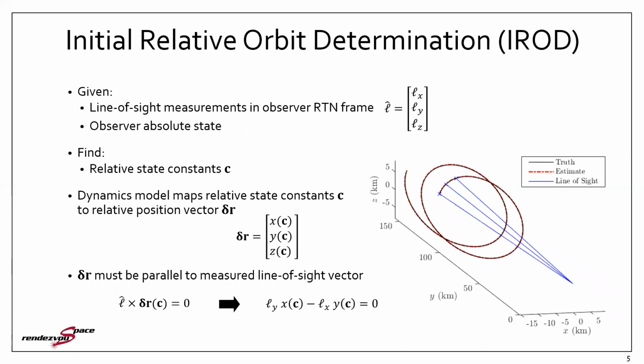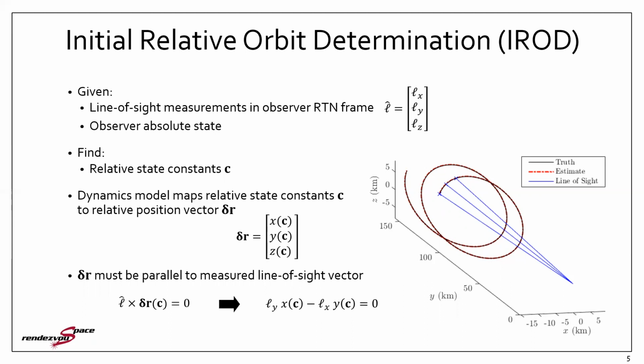The particular problem that I'm focusing on today is initial relative orbit determination, or IROD. So we have a set of line-of-sight measurements from the observer to the target represented as unit vectors in the observer's radial transverse normal, or RTN, coordinates. We also have knowledge of the observer's absolute state, and we want to find the vector of constants that characterize the target's relative state, which I'll call C.